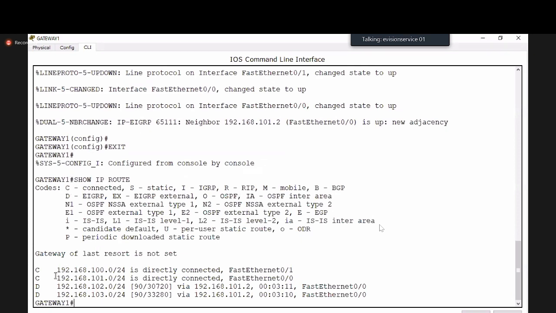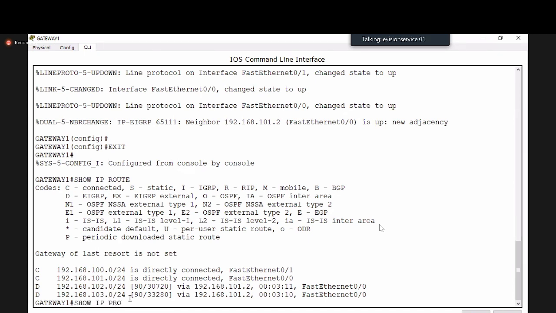And we can see that gateway 1 is connected to LAN 1 and LAN 2. So that is your C. C means connected route. But LAN 3 and 4, it is not connected, so it is getting it via EIGRP route. So this D means what? EIGRP. Okay. Yesterday we have seen RIP. R was mentioned, but right now we are seeing EIGRP. This D means EIGRP. And we can see the next hop address, it is set to router 1.